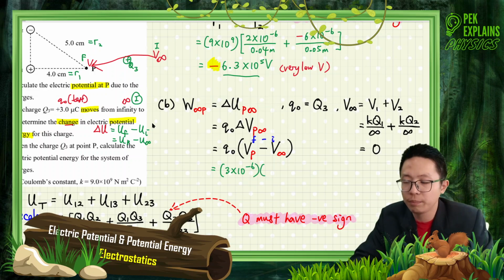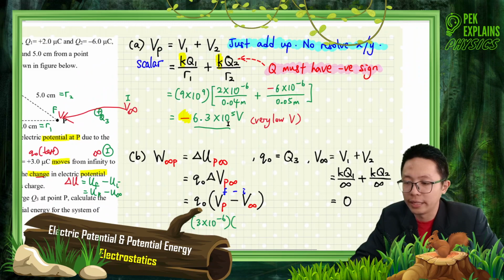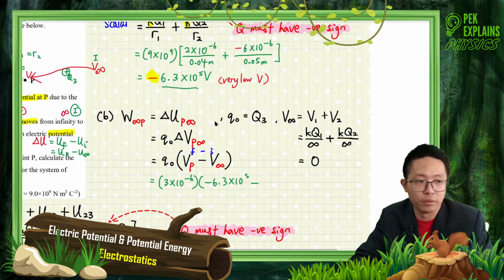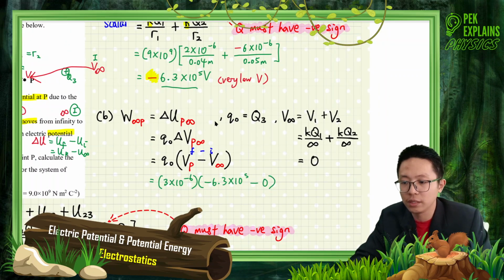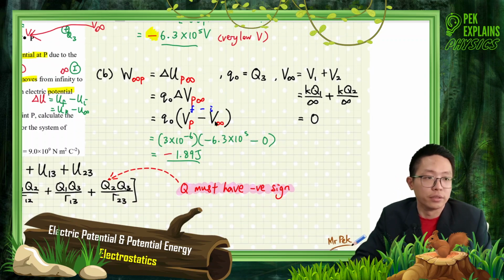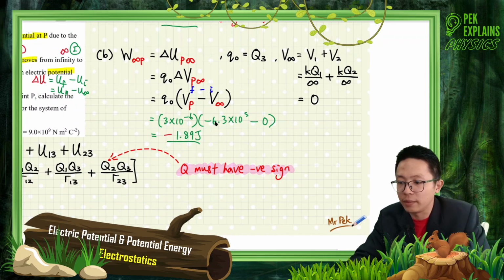And then VP is this one, negative 6.3 exponent 5, minus our voltage at infinity, which is 0. So we get the answer negative 1.89 joule. So what does the negative sign mean here?